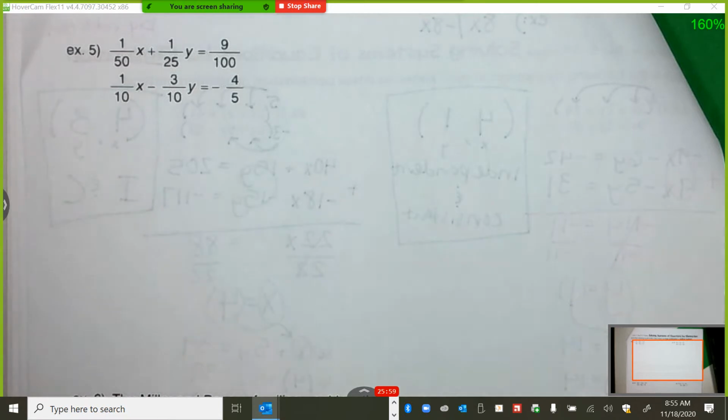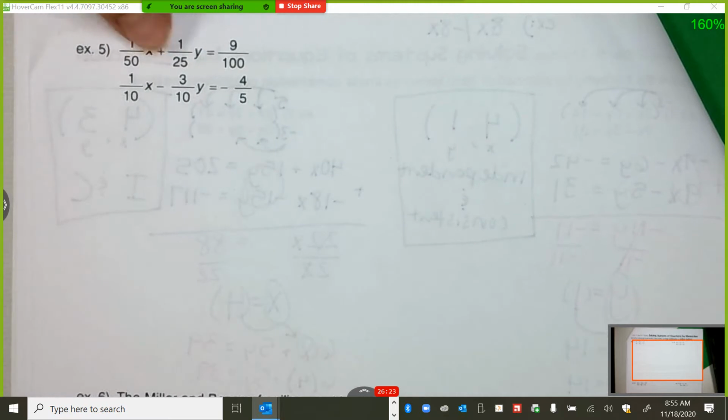Anyways, what's your first step here? What do you want to get rid of the most, before we even talk about letters? What's the ugly part of this? The fractions. Can we get rid of fractions? Yes. Can we make their denominators match and cancel them? Yes. So that's what we're going to do.